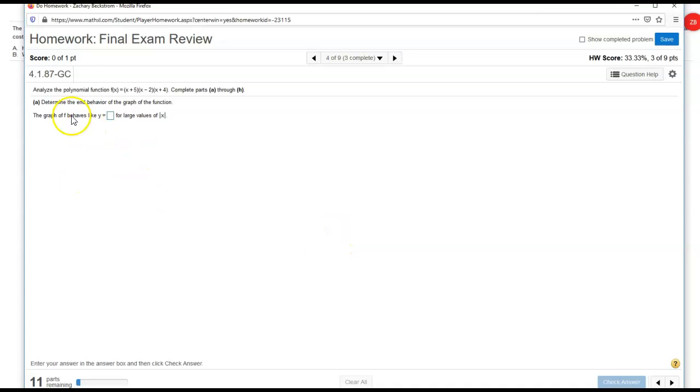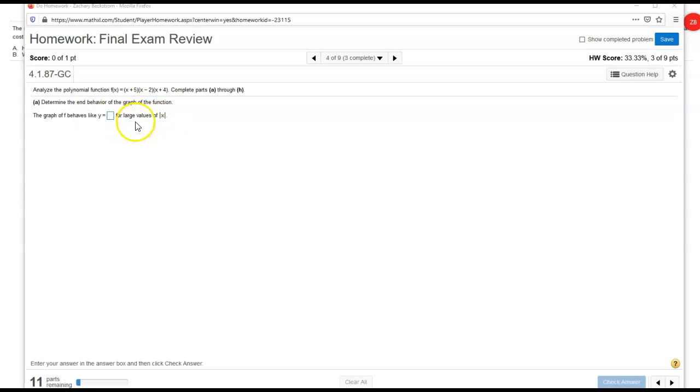Alright, so the next one here, it says analyze the polynomial function x plus 5 times x minus 2 times x plus 4. It says complete a through h. So we have quite a few parts here. The first part says determine the end behavior of the graph of the function. So the graph of f behaves like y equals blank for large values of x.